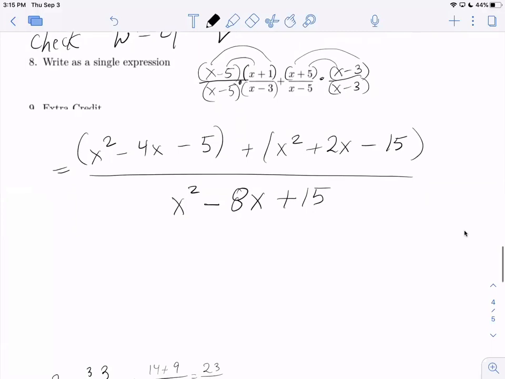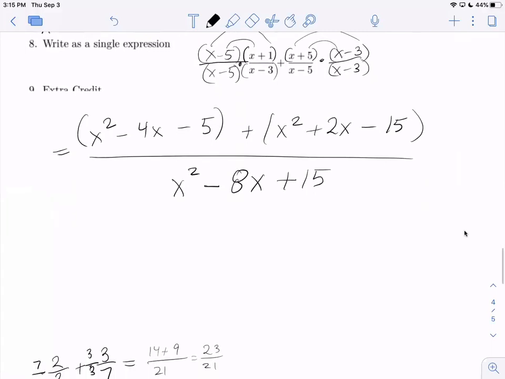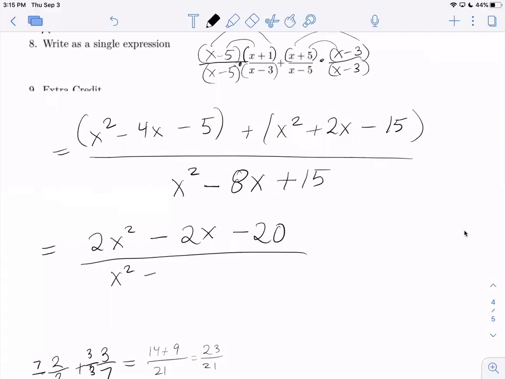And now I got to put together all the pieces in the numerator. So what I have in the numerator will be x squared plus x squared, like terms. So that's 2x squared. Minus 4x plus 2x will be minus 2x. Minus 5 minus 15 will be minus 20. And in the denominator, I just have this other term, x squared minus 8x plus 15.